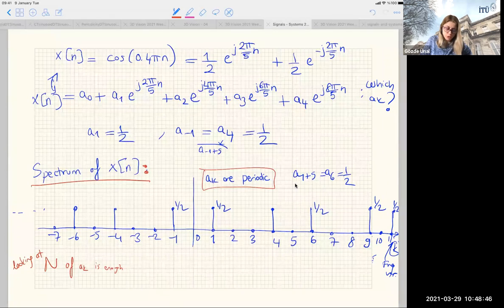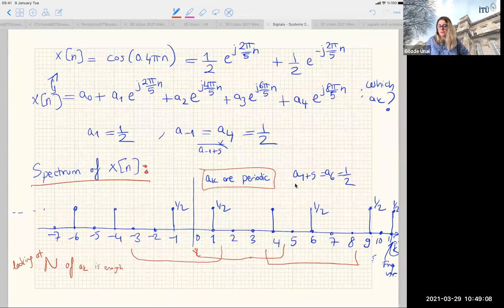So we can view only one period. For instance, we could view just 0, 1, 2, 3, 4. Or we could view any 5 samples, any of them are fine, because it's going to repeat itself, right?